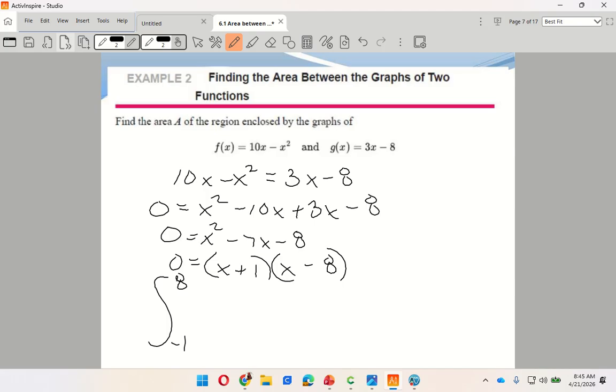Could you put it into the integral as the whole x squared minus 7x minus 8? No, because that would give you one line. I need 2 lines. I need top minus bottom. Could you do the 10x minus x squared plus 3x minus 8? I don't know yet. I think you're trying to jump too far because I'm about ready to say what we have to do next.